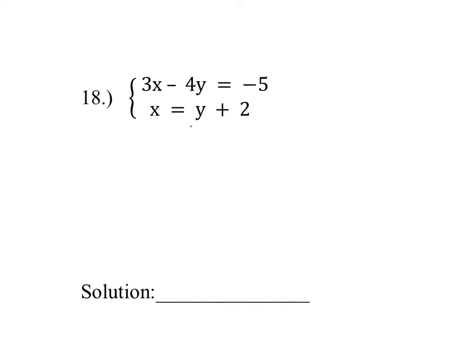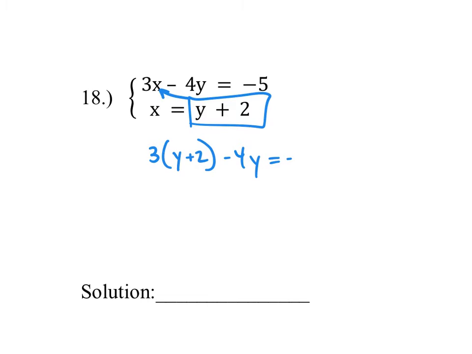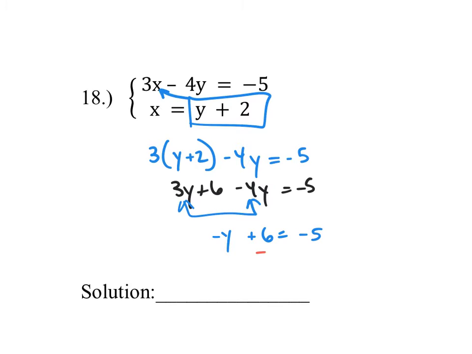So in this one here, x is equal to y plus 2. So I can replace that x right there with a y plus 2. And then we can go through and solve. So here we'll have 3y plus 6 minus 4y is negative 5. These are on the same side of the equation, so they're like terms. So as we're going through and solving, you get the negative y is equal to negative 11, so y is equal to positive 11.